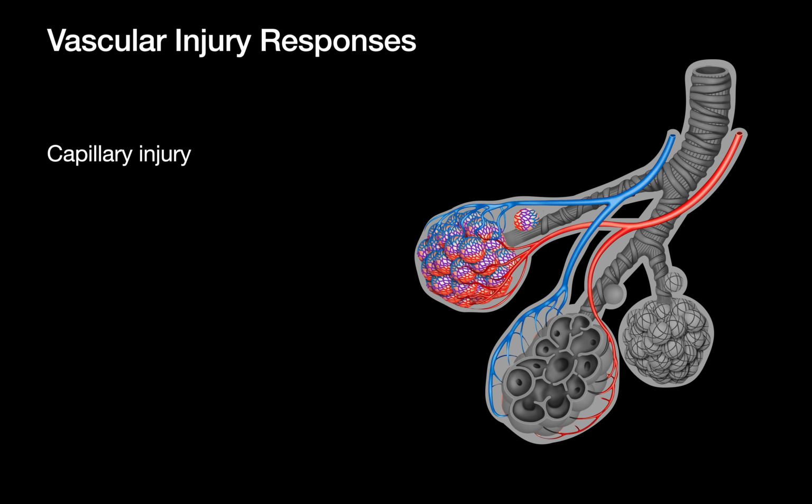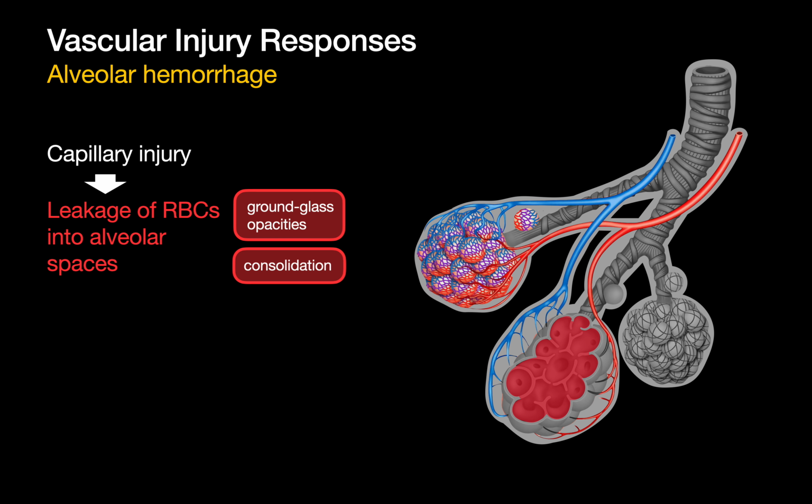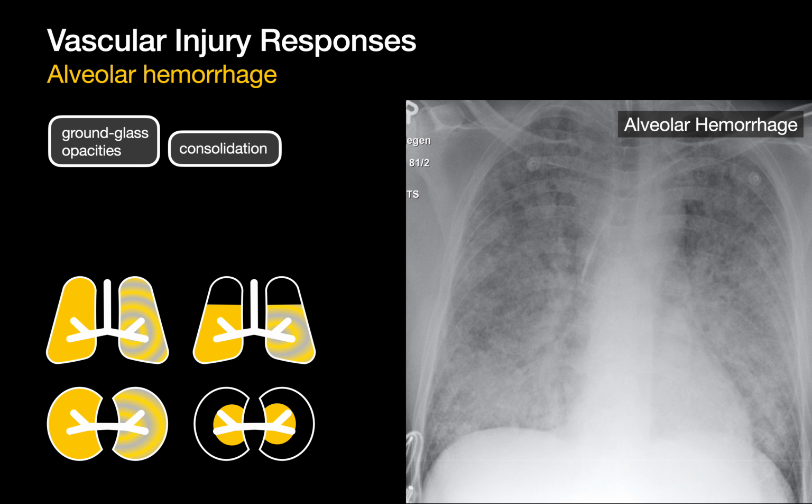In other patients, injury to the capillaries results in leakage of red blood cells into the alveolar spaces, or alveolar hemorrhage. In alveolar hemorrhage syndromes, the red blood cells in the alveolar spaces contribute to the appearance of ground glass opacities or consolidation on CT. These imaging features tend to exhibit either no zonal predilection in the coronal plane or favor the mid and lower lung zones. In the axial plane, imaging features may exhibit either no zonal predilection or favor central lung zones. The distribution of imaging features in these zones may be either uniform or non-uniform.